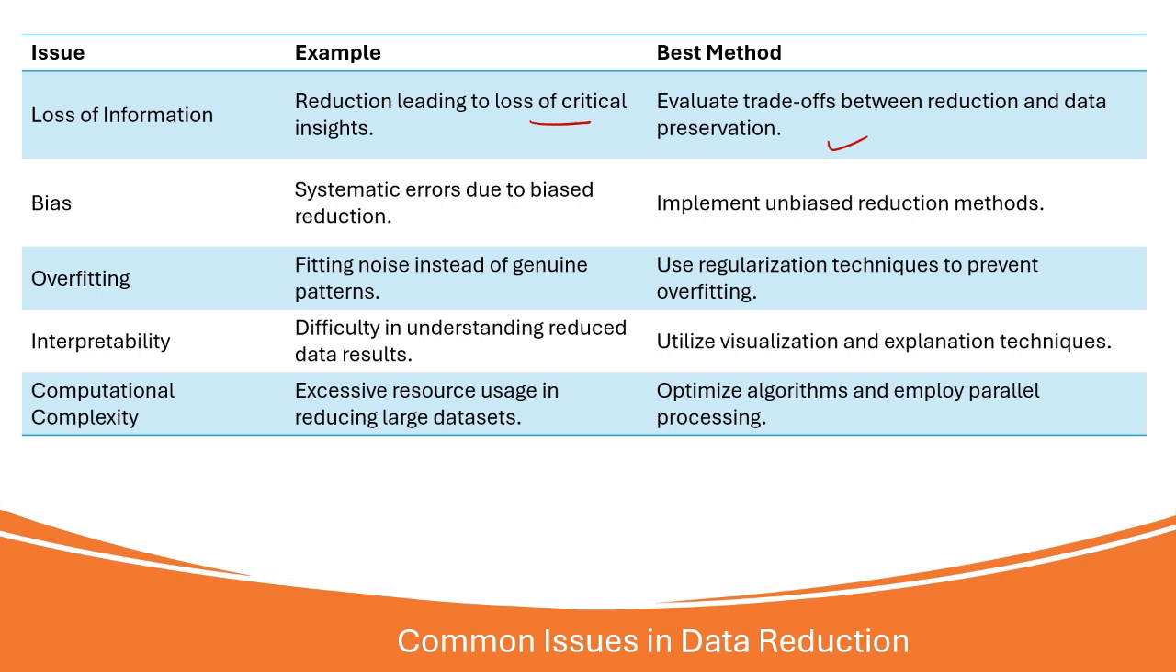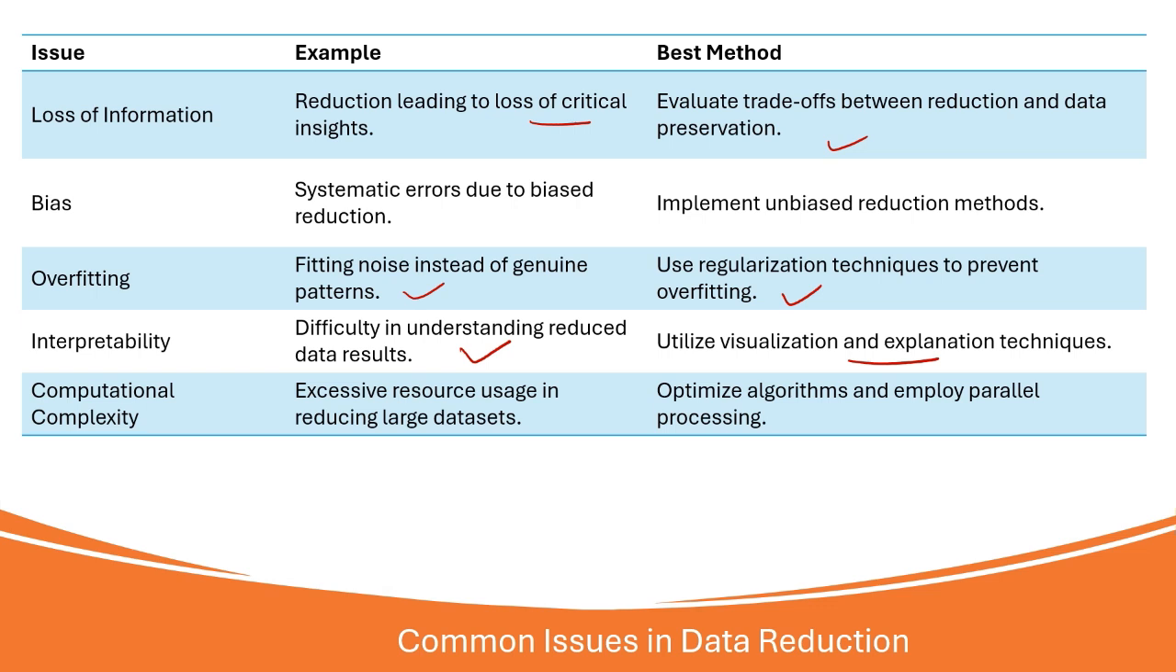And also systematic error due to bias in reductions: implement unbiased reduction methods. Overfitting, fitting noise instead of genuine patterns. This can be an example. Use regularization techniques to prevent overfitting. Interpretability, where you have difficulty in understanding the reduced data results. This is the place where you can utilize visualization techniques, EDA, exploratory data analysis, to find out more information about this particular data, so that you will have a better understanding of the data set.